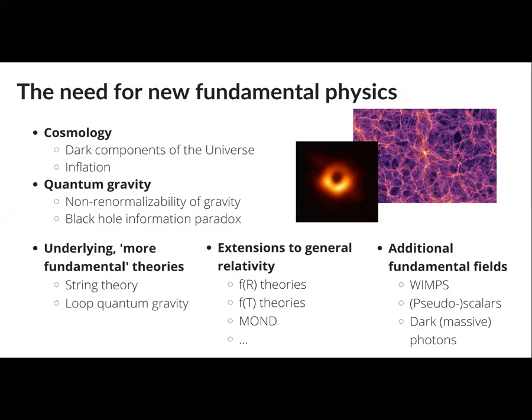So from cosmology, we have, for instance, the problem of the dark components of the universe. We have the problem of knowing what the field was that caused inflation in the early universe. And we also have the conflict between quantum theory and gravity, the problem of non-renormalizability of gravity, and the black hole information paradox. So we know that there should be something more than what we know at present.